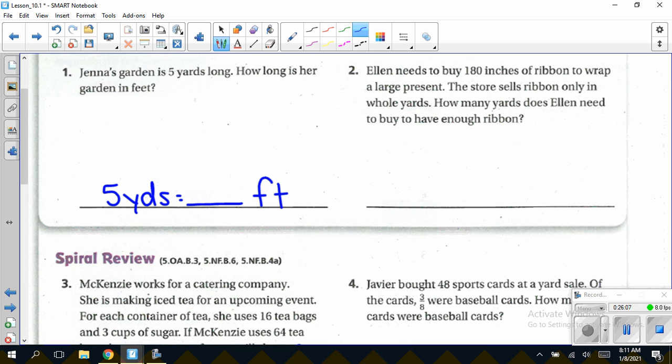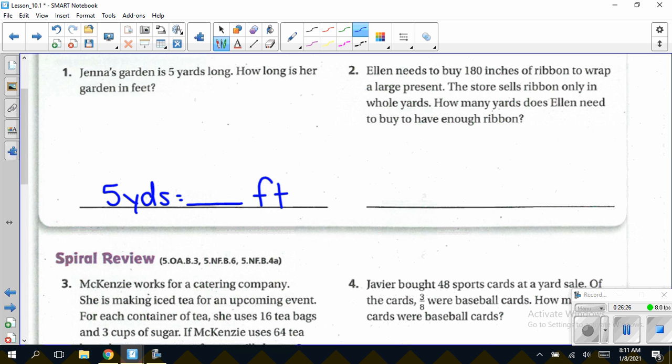Question number 2, Ellen needs to buy 180 inches of ribbon to wrap a large present. The store sells ribbon only in whole yards. How many yards does Ellen need to buy to have enough ribbon? So ladies and gentlemen, notice we are going from inches to yards.